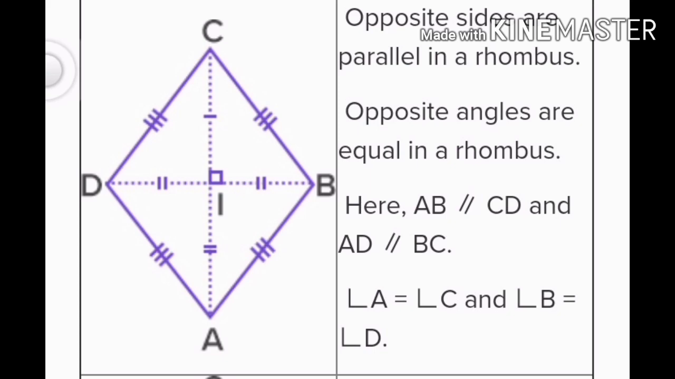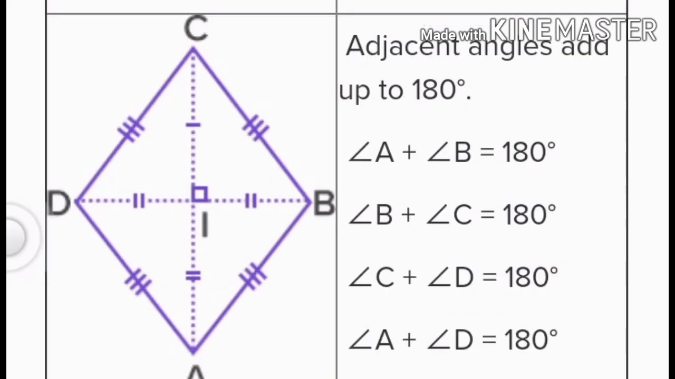In the same way, opposite angles are equal in a rhombus. Next, the last property: adjacent angles add up to 180. Look at the diagram. Angle A plus angle B equals 180, angle B plus angle C equals 180, angle C plus angle D equals 180, and angle A plus angle D equals 180. That is, adjacent angles add up to 180.